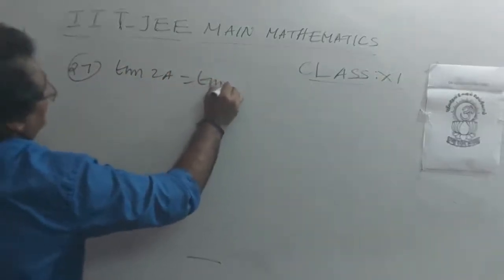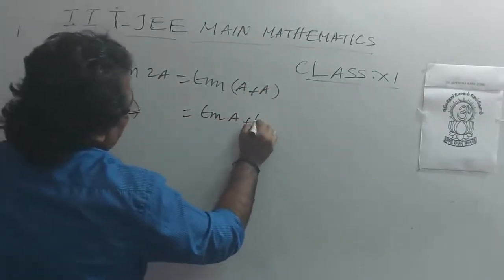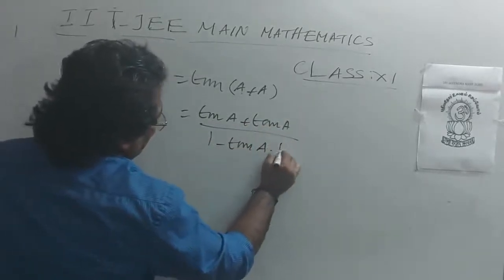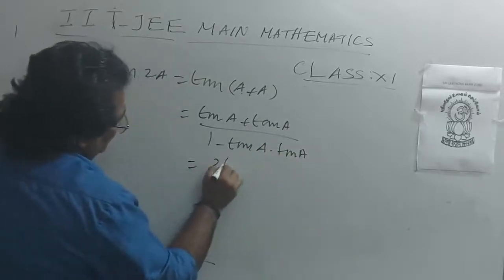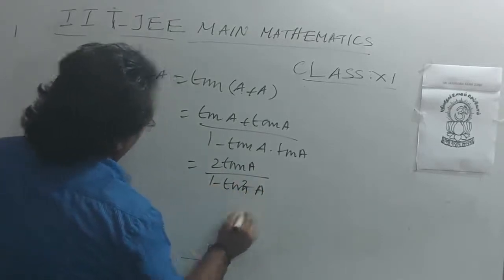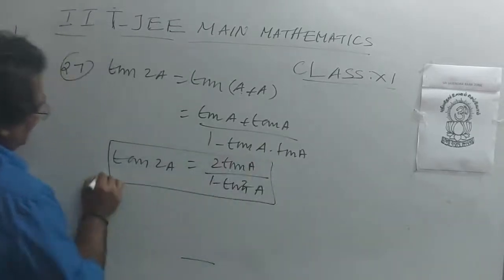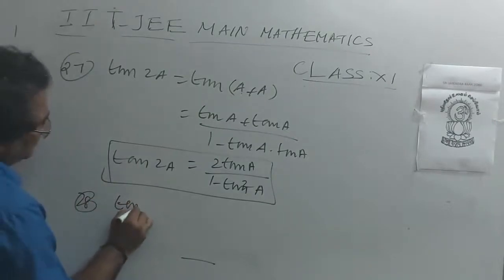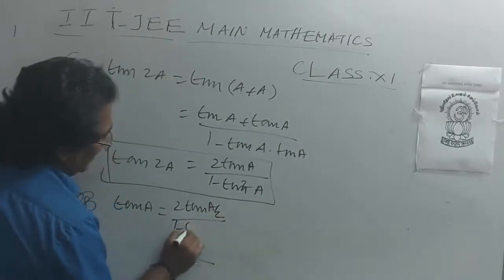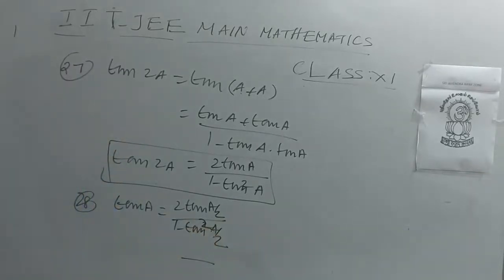Tan 2a equal to tan of a plus a. Tan a plus tan a by 1 minus tan a into tan a. 2 tan a by 1 minus tan squared a, that is tan 2a. From this, tan a equal to 2 tan a by 2 by 1 minus tan squared a by 2.